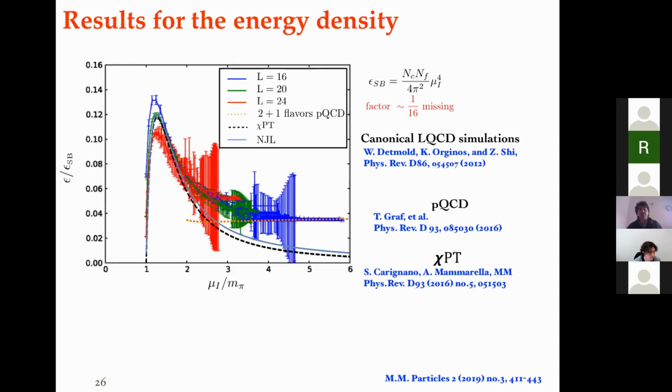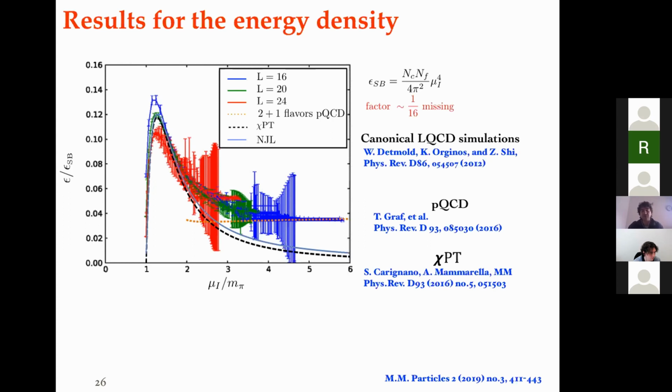But another interesting result is this one. If we plot the energy over the Stefan-Boltzmann energy as a function of mu I, as you can see, this lattice data have a peak for mu I close to m pi. The perturbative results are also shown, which correspond to the orange line. The chiral perturbation theory is instead the dashed black line. As you can see, there's a very good agreement between chiral perturbation theory and Lattice QCD.